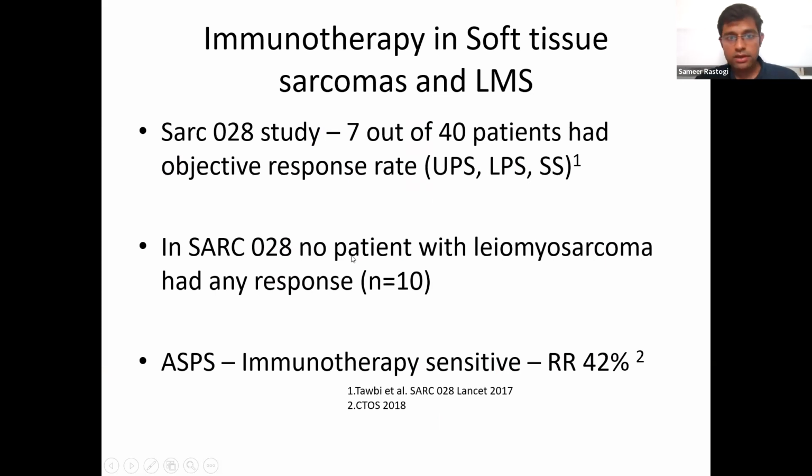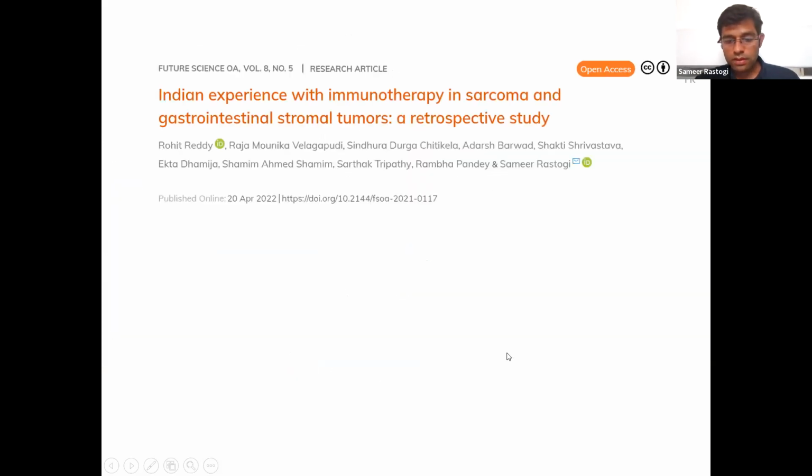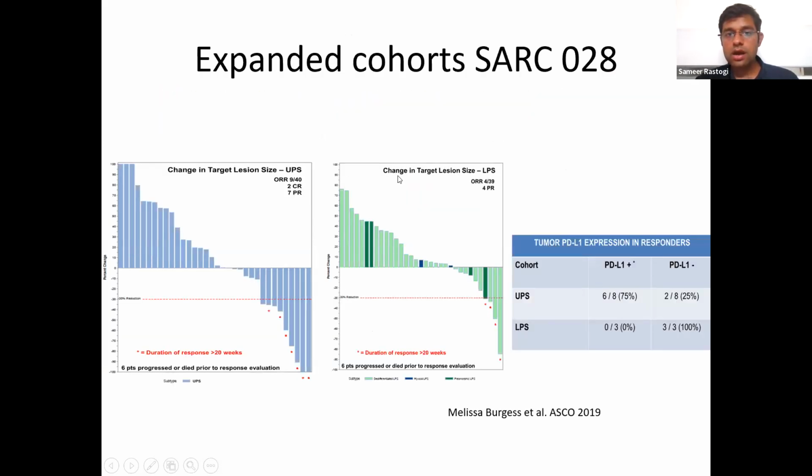Leiomyosarcoma failed in the SARC-028 study. However, they increased the cohort from 10 to 40, and in dedifferentiated liposarcoma they again found some response: of 39 patients, 4 responded, which was much below their expectation. So it was deemed non-appropriate for liposarcomas. And all 3 patients who responded were PD-L1 negative.